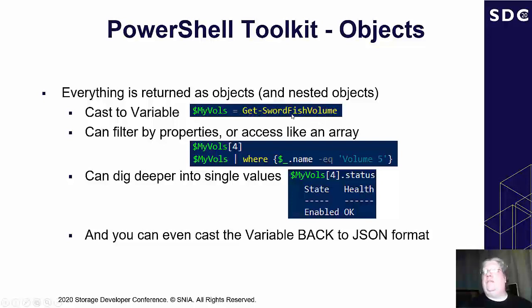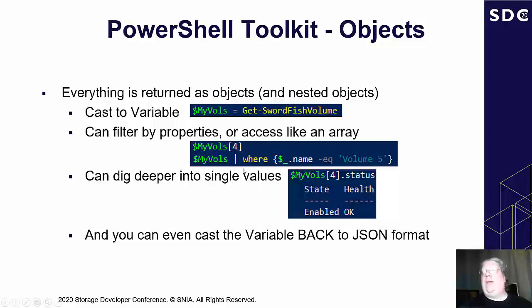Get-SwordfishChassis would be another one. Get-SwordfishPool. Get-SwordfishGroup. There's a lot of different commands that fall under this. Now, when I get this volume, it's actually a collection. That collection, if I want the fourth member, I simply type $myvols[4], and it returns just the fourth volume.